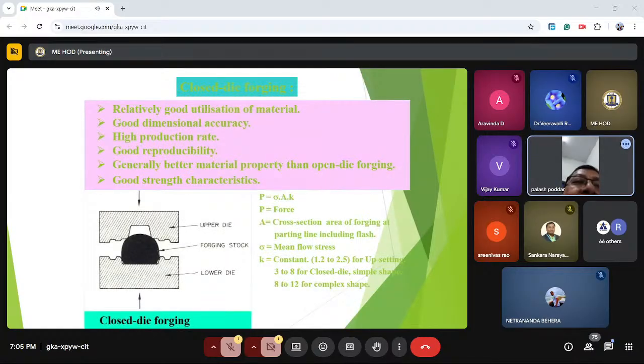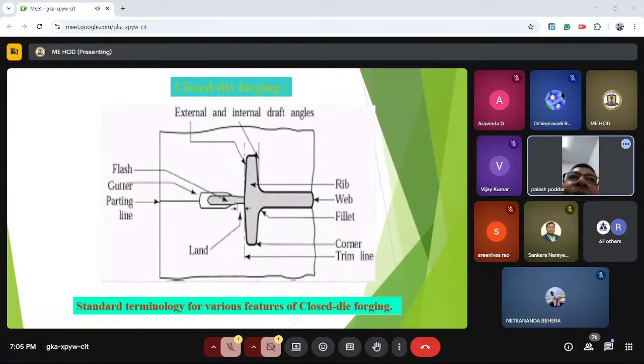We can see the upper die, and there will be a bottom die, and in between there is the forging stock. So here A is the cross-sectional area, and P equals sigma A K will be applied for this relation also. Where K is a constant, its value is nearly 1.2 to 2.5 for open die, 2.5 for offsetting, 3 to 8 for closed die simple shape, and 8 to 12 for complex shape. Next, please.